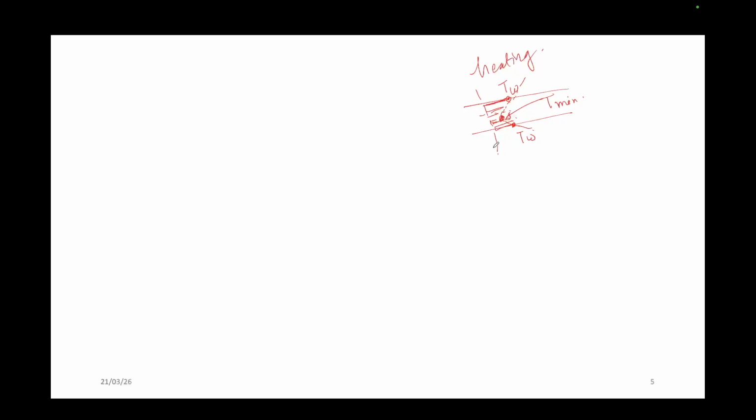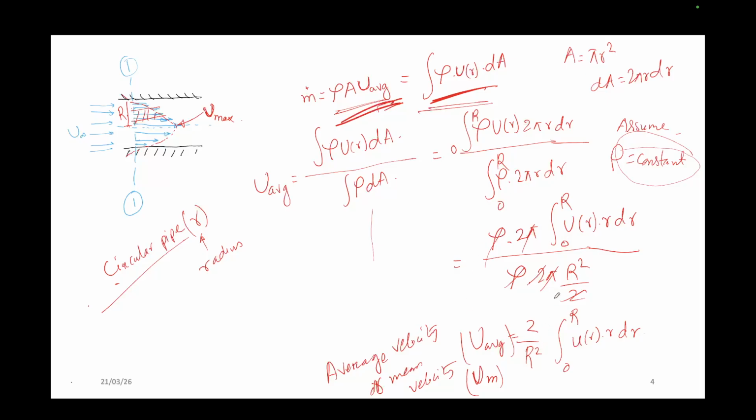But one thing I just forgot: the U average value I got. If someone has to represent this U average value in the curve, how to represent it? If I draw a line in this curve, the U average value is somewhere here. So this line corresponds to your U average. This is your U average, right?